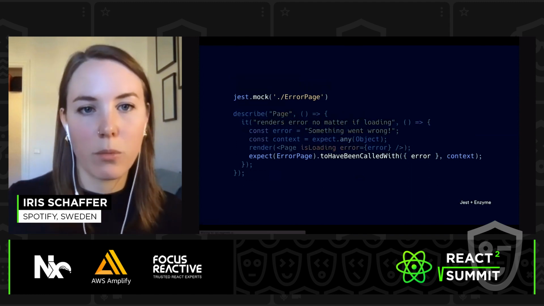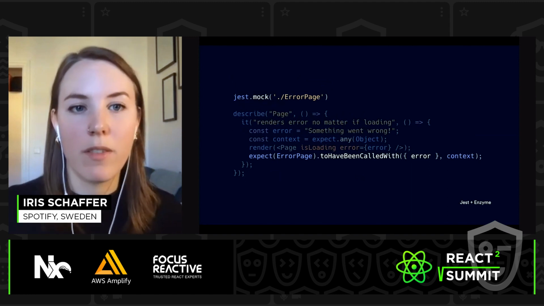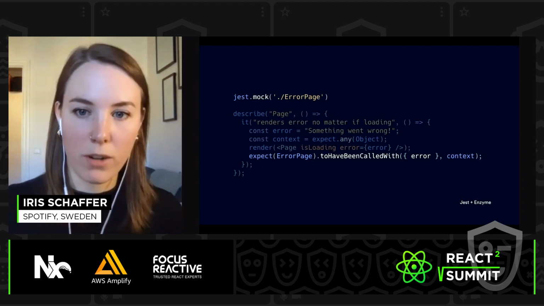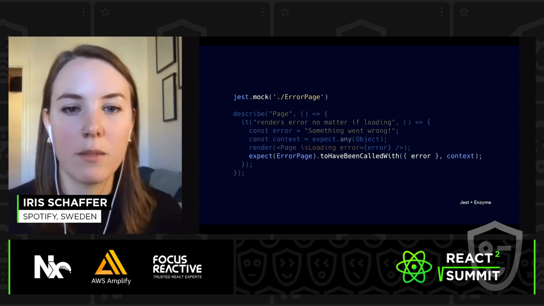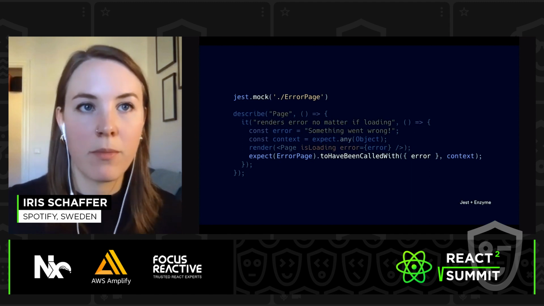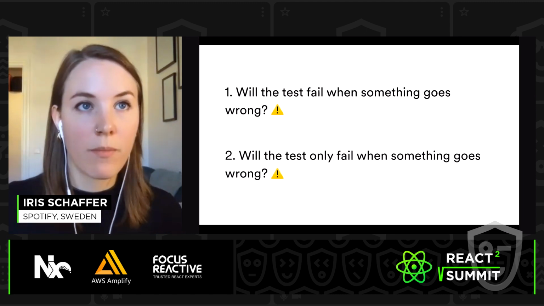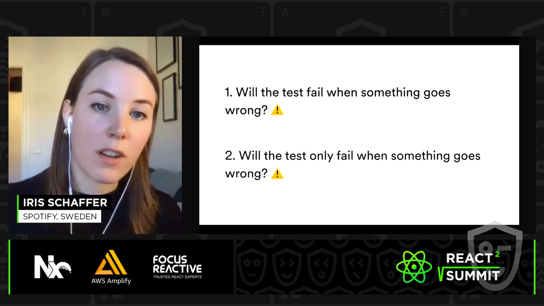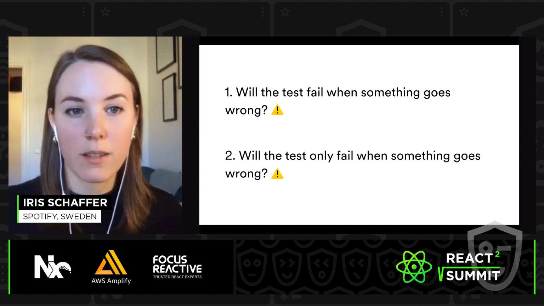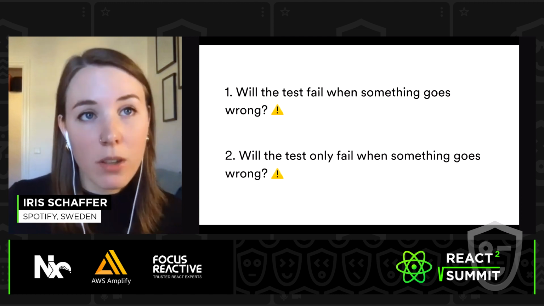And in this case, we are mocking the error page. That means we are replacing the error page with a fake one that will know when it has been called and with what. And in this case, we want to assert that it has been called with the error as a property. Now, will this test fail if something goes wrong? Well, if we don't use a proper type system, then the error page's props could change without the test failing. So that's not ideal.